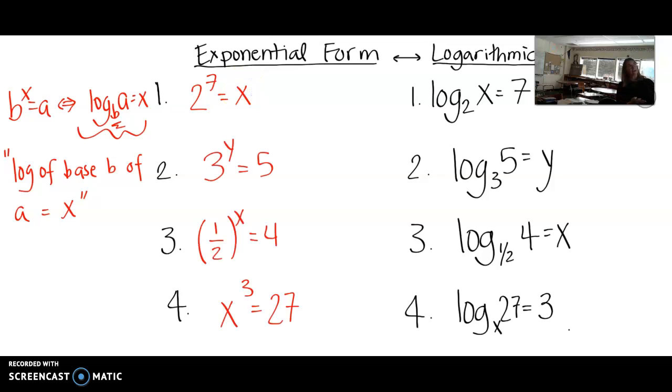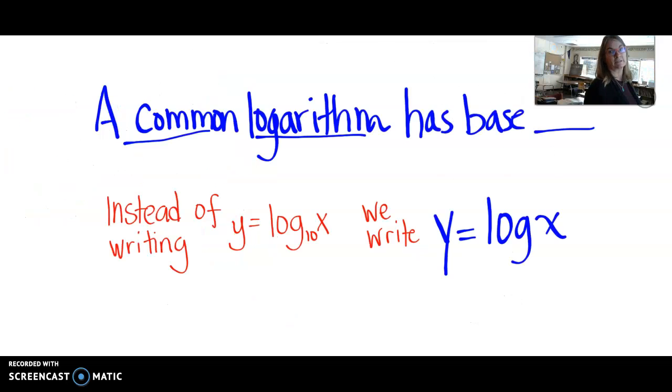Okay, and so you have your exponential form over here. Check your answers. Sometimes you're going to want to have things in exponential form, sometimes in logarithmic form. It depends on what part of the problem you're solving for, and we'll talk more about that down the road. One last thing I want you to write down is this.